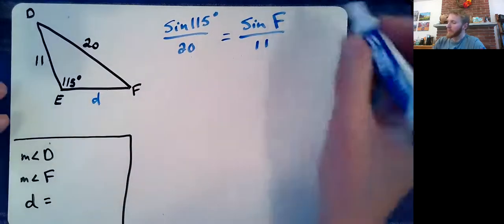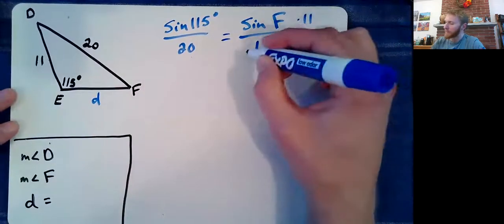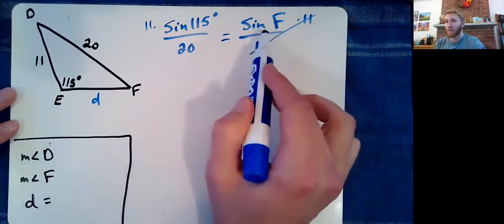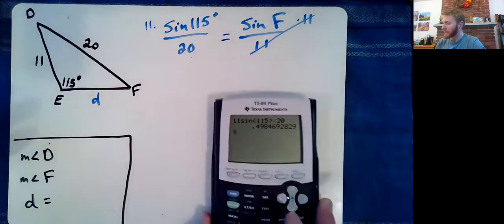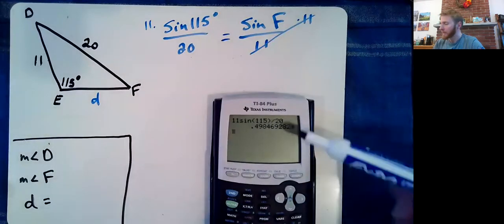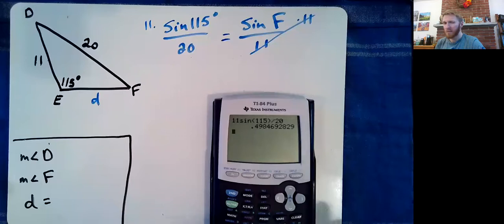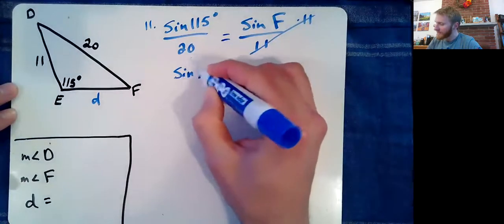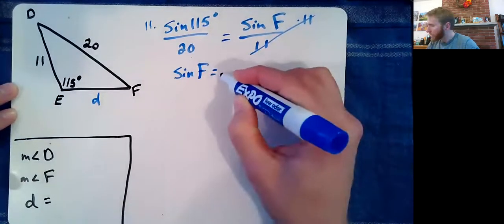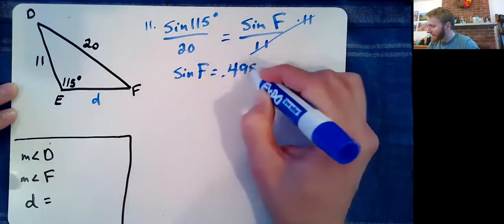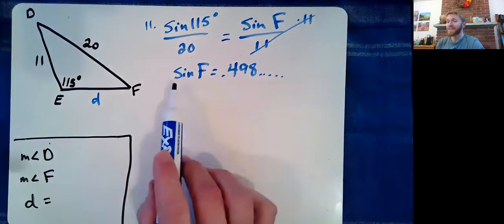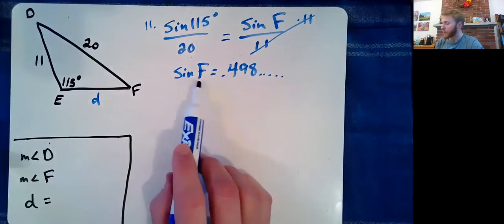So this is fine. I still have one unknown. That's okay. I'm going to, again, multiply both sides by 11 because I see that would cancel out. And I've got sine of F by itself. So I went ahead and typed that in my calculator. And I got that. That's a decimal that looks like it wouldn't really make sense as an angle measure, right? Well, that's because it's not. I'm going to write that down. Sine of F is equal to 0.498, ugly decimal, right? That's sine of F. That's sine ratio of angle F.